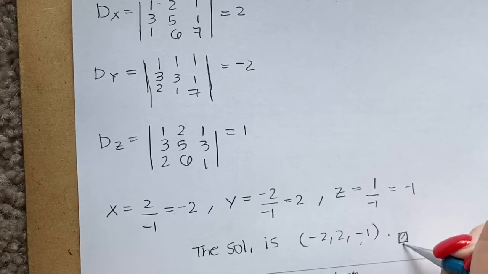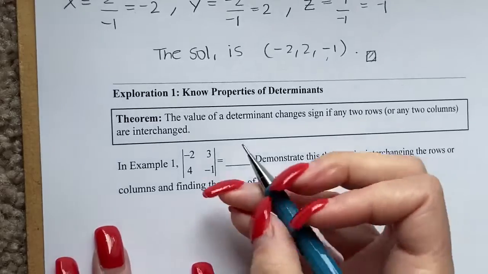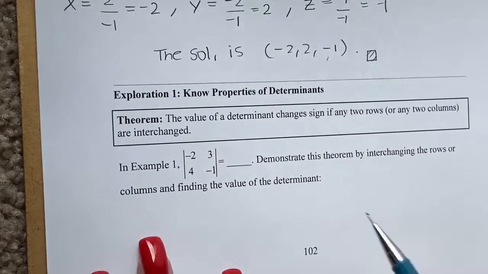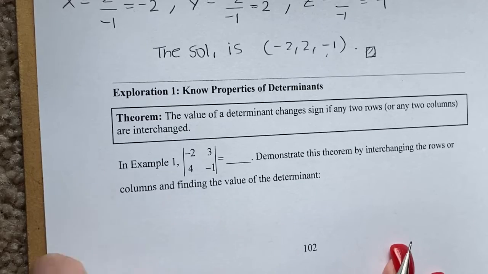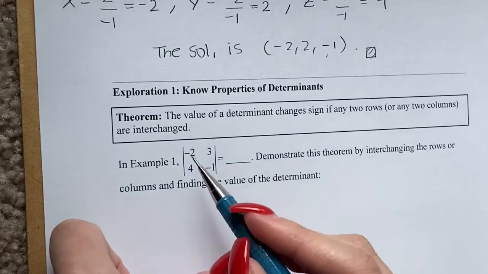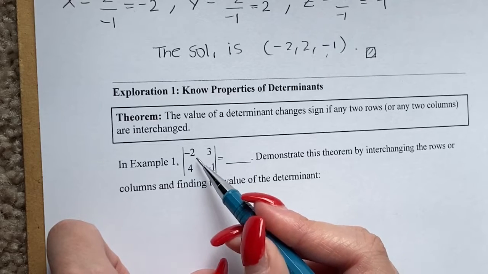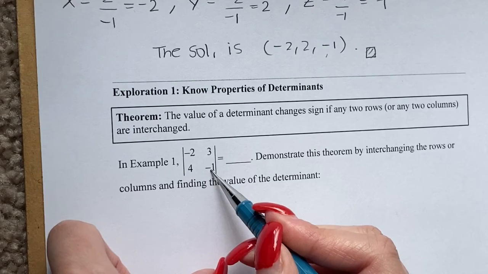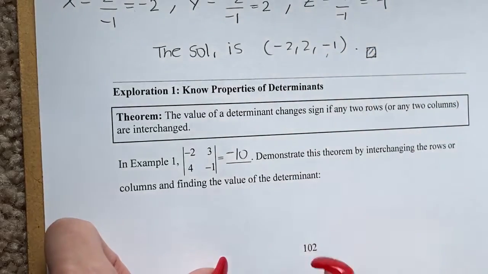Are we okay with that? So moving on, you have a theorem that tells you that the value of the determinant changes sign if any 2 rows or any 2 columns are interchanged. In this example, the determinant here is going to be 2 minus 12, which is going to be -10. Do you agree with that?